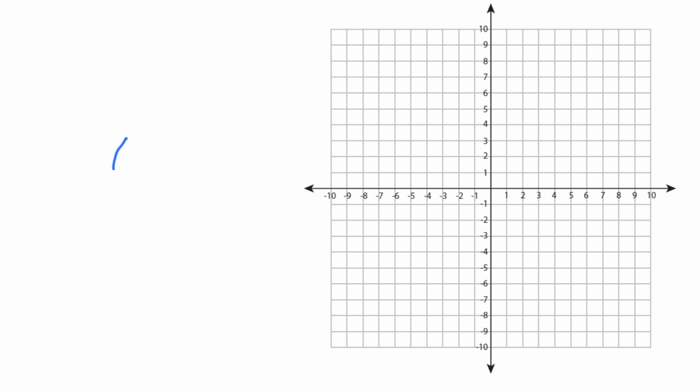One final one. -5, -9. Pause the video and see if you can graph it. So -5, -9 is right here. So again, -5 on the x value, -9 on the y value.